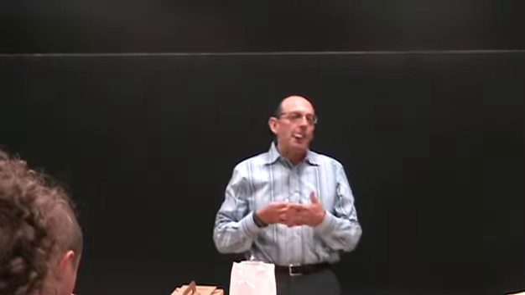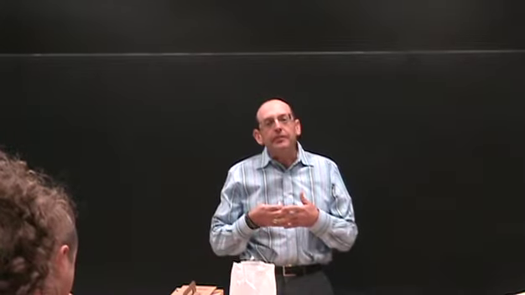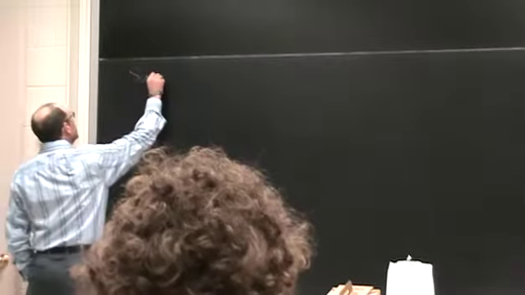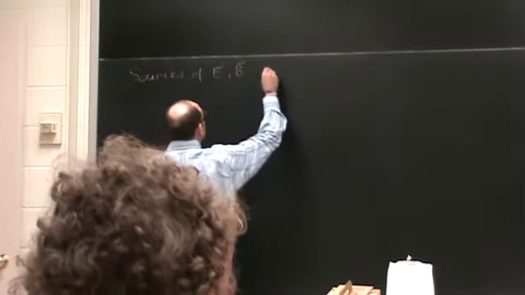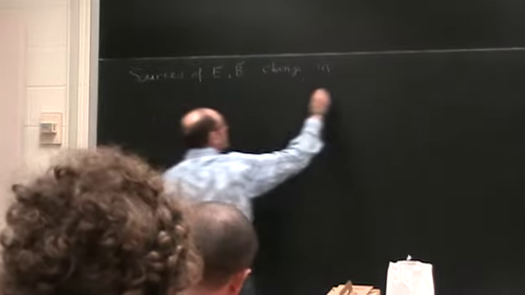The idea that when one does a Lorentz transformation, the electric and magnetic fields that are seen in co-moving frames are different from those fields that are seen in some initial inertial frame. And the way that we saw that was the fact that the sources of E and B change in different reference frames.